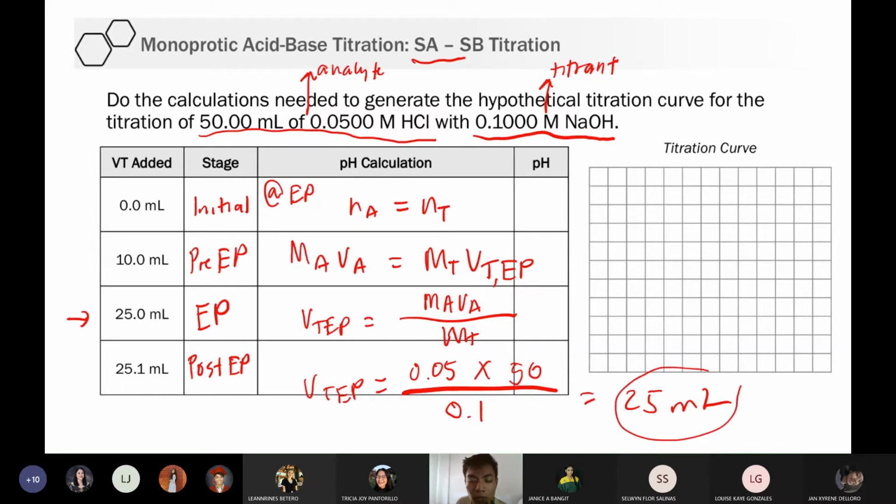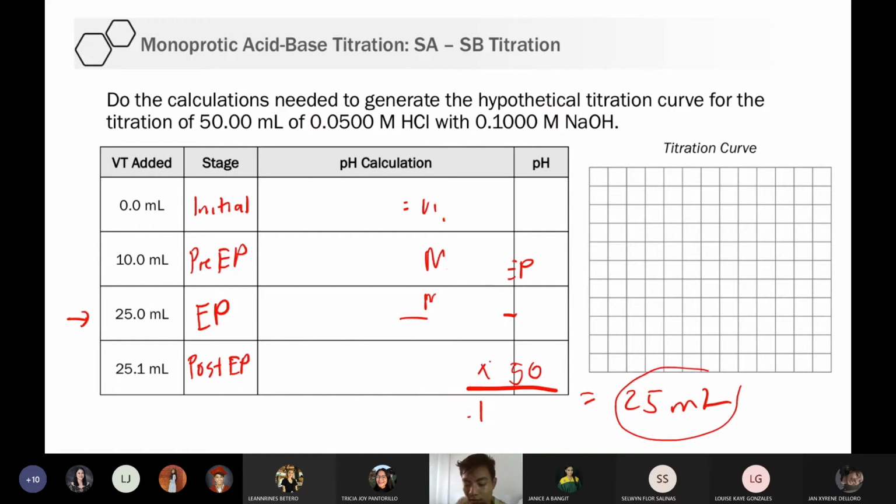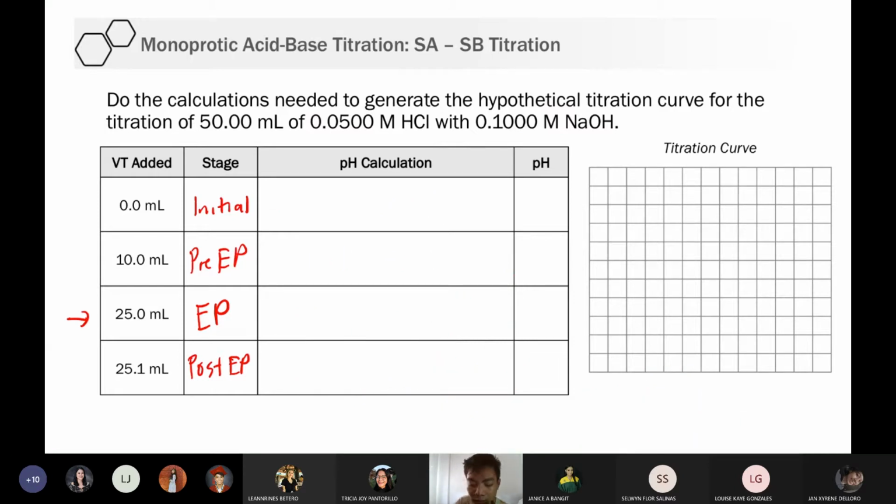Identify kung ano ang volume ng titrant at equivalence point. Once na alam mo na yung volume ng titrant at equivalence point, mag-assign ka na ng stages. And then for each stage, there is a corresponding equation. Hopefully clear tayo doon. Pag may question kayo, don't hesitate to ask kasi medyo mahirap talaga tong topic na to. Kaya ina-emphasize ko pa ulit-ulit. Okay? So we now know the stages for each volume of titrant added. Ito, initial, pre-equivalence point, equivalence point, post-equivalence point.